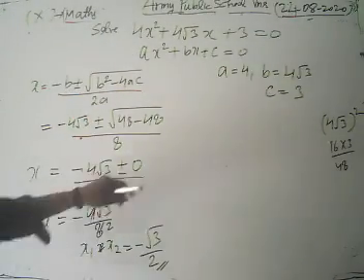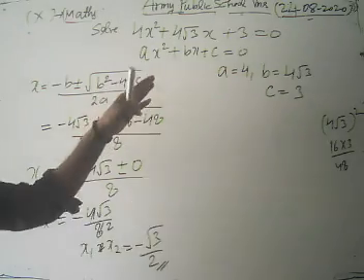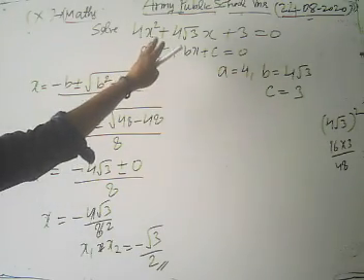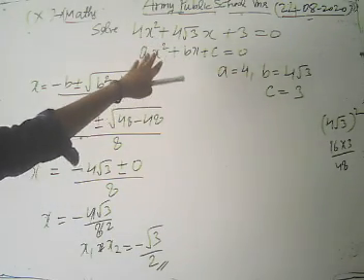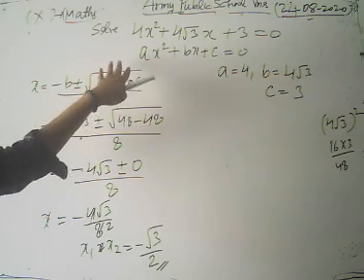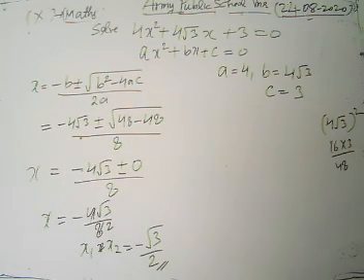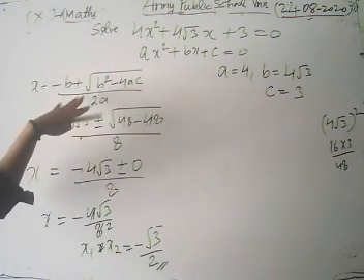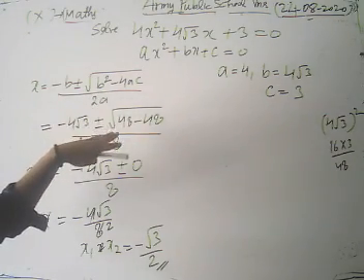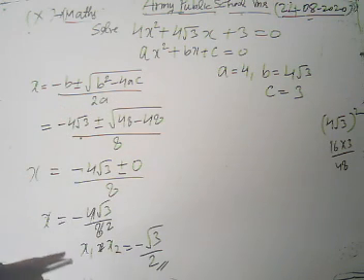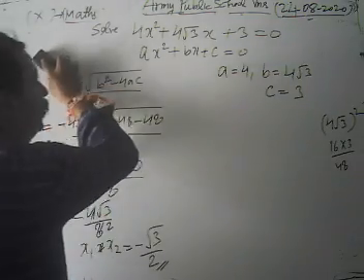Look again at how we solve by using the quadratic formula. We have the equation 4x square plus 4 root 3x plus 3 equal to 0. First of all, we find the values of a, b and c by comparing, and then we put these values in the quadratic formula. After solving, we get equal roots. Our root is given by minus under root 3 by 2.